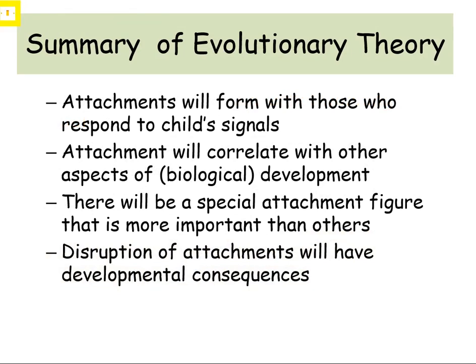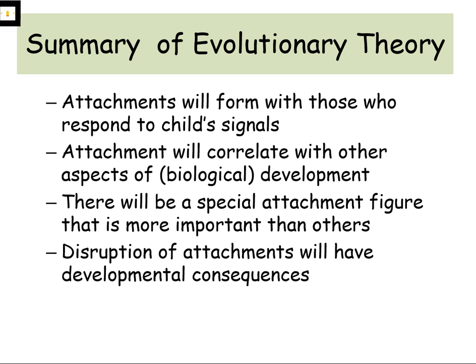So, to summarise, this is the main summary of evolutionary theory, AO1, knowledge and understanding. Number 1, attachments form with those who respond to a child's signals. If nobody responds, eventually the attachment isn't going to form. You will try and try and try, but it won't.